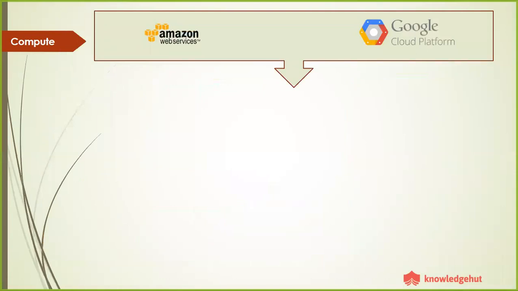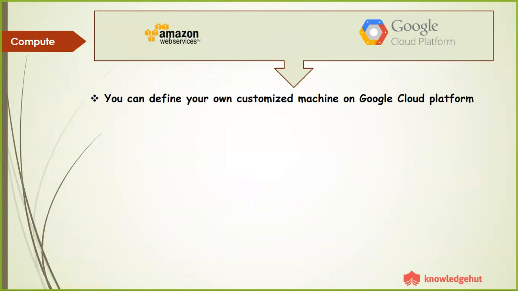Compute. Let's cover the compute one. On Google Cloud Platform, you can define your own customized machine. On AWS, we have predefined machines with certain numbers of CPUs and a predefined amount of memory. We also have the same thing on the Google Cloud Platform, but if you want to create a very specific, very customized machine with your choice of memory size, with your choice of CPU numbers, then you can do that on the Google Cloud Platform. That is really a great feature from Google Cloud Platform.